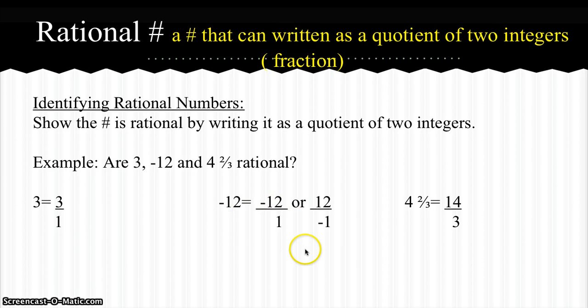In the second one, it's a little bit trickier because there's a negative number, so it can look two different ways, and both ways are correct. So -12 over 1 is a rational number showing -12, or you can put it 12 over -1. A little bit trickier over here is our mixed number. A rational number isn't going to be shown as a mixed number. It's going to be shown instead as an improper fraction. So all you simply have to do is change the mixed number to an improper fraction, like we did here in 4 2/3. I changed it to 14/3.